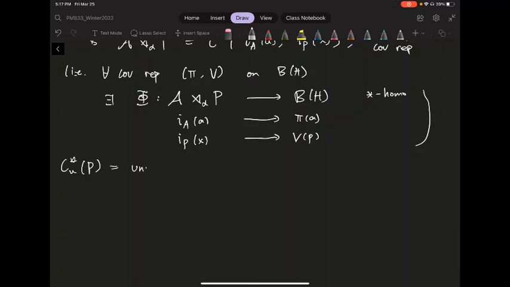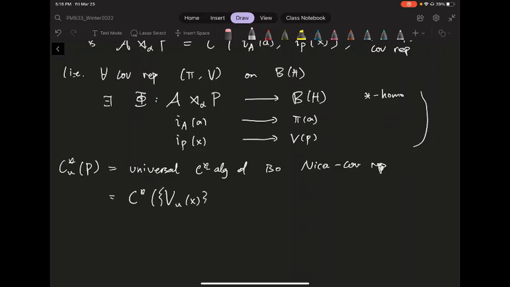The universal semigroup C-star algebra we define as the universal C-star algebra of isometric Nica covariant representations. In other words, you can think of it as a C-star algebra generated by a universal representation of your semigroup, where x is inside the semigroup. So V^U here is the universal one. You take the direct sum of all the Nica covariant representations, and that's of course a universal object.